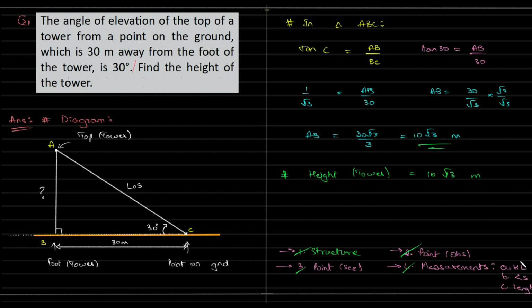When we talk about measurements, you first need to draw the horizontal line. This is your horizontal line, right? The ground and the horizontal line will coincide. Then talk about the angles, 90 degrees and the angle of elevation, and the length. So in this case, 30 meters is given, right? So this is the way to think when we are doing such questions.